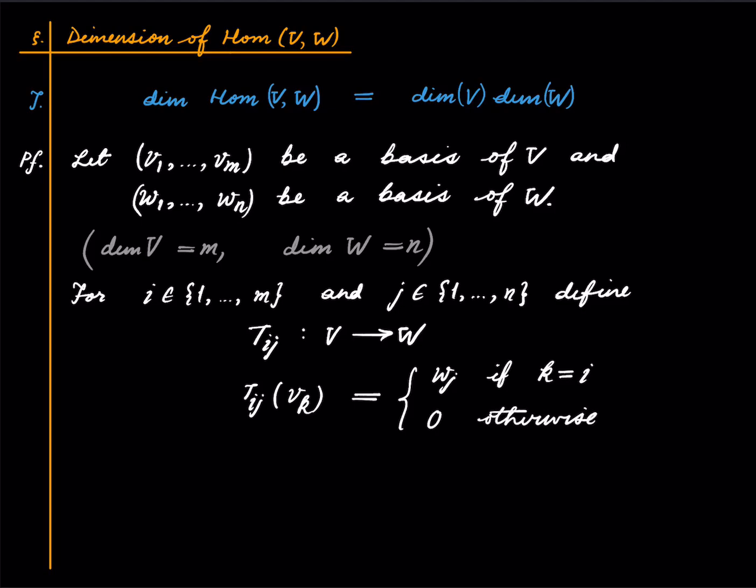So T_ij gives special treatment to the ith vector in the domain and sends it to the jth vector in the basis chosen for the target. Everything else it just kills, sends to 0. So as a special example, T_11 v_1 is w_1, but everything else just dies.